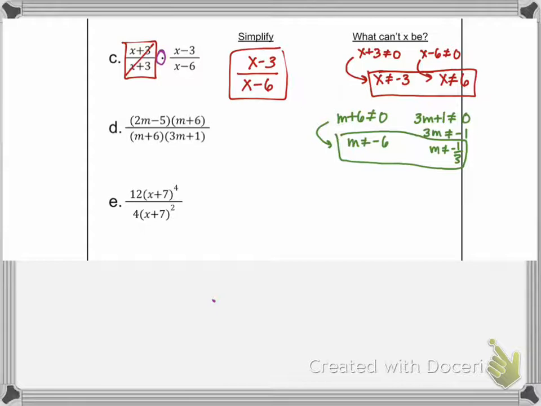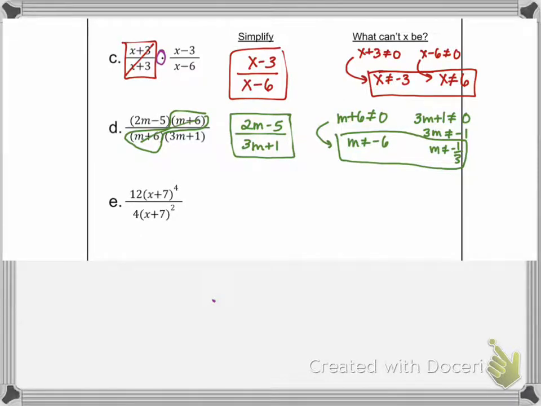And then what you're going to do is make a giant 1 out of your entire factors that are touching by multiplication. And so I can do that with that m plus 6 and m plus 6, and I'm just left with 2m minus 5 over 3m plus 1 as my answer.